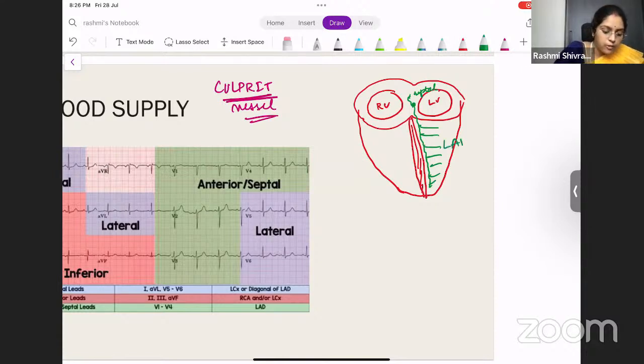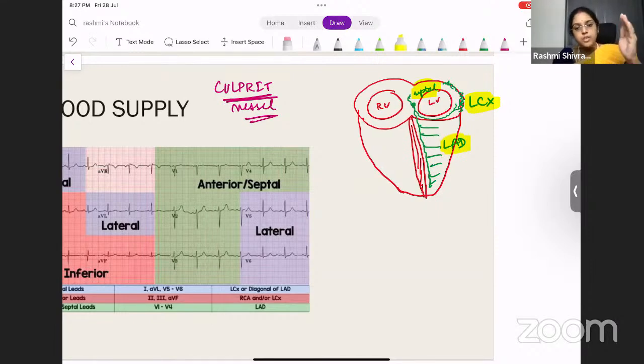What artery is this? Left anterior descending artery. So the left coronary artery has one important branch, the septal branch, which supplies the interventricular septum, and the left anterior descending artery. There is one more vessel coming from the left coronary artery, which comes down like this and supplies the lateral wall as well as some of the posterior wall. It comes as a round. What is this called? Left circumflex artery.